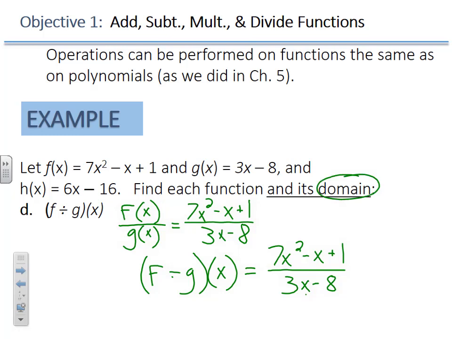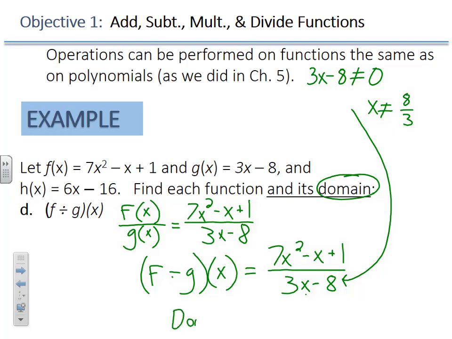Okay, note that there is a domain restriction here. We've got a rational function and the bottom can never equal 0. So we have to acknowledge that 3x minus 8 can never be equal to 0. And if you solve that, you'll find that x can never be 8/3. We can plug any other number into f divided by g of x, but not 8/3. Therefore, the domain is from negative infinity up to 8/3.